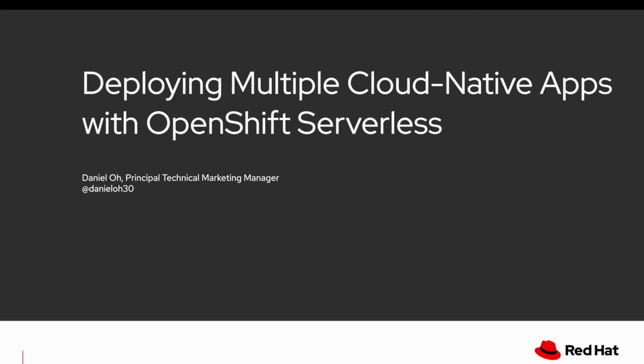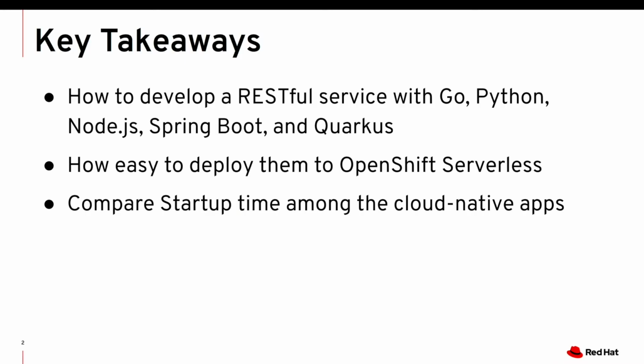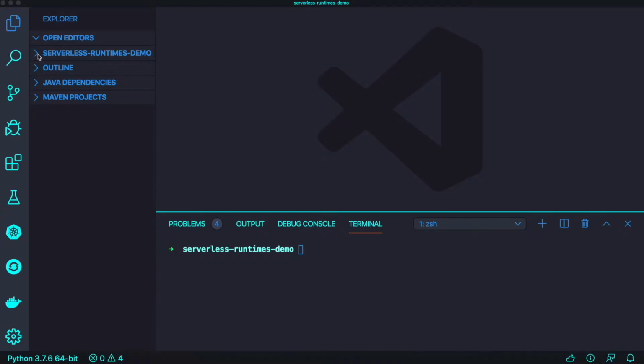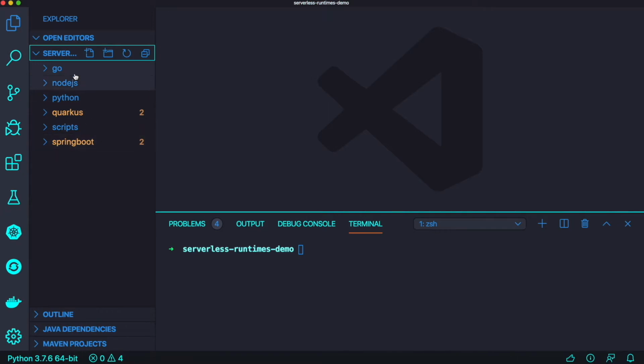So in this video, I'm going to show you how to deploy multiple cloud-native applications with OpenShift Serverless. Here are a couple of takeaways from this video. You can learn how to develop RESTful services with Go, Python, Node.js, Spring Boot, and Quarkus. You're also going to learn how easy it is to deploy those cloud-native applications to OpenShift Container Platform, and then you can compare the startup time between those applications.